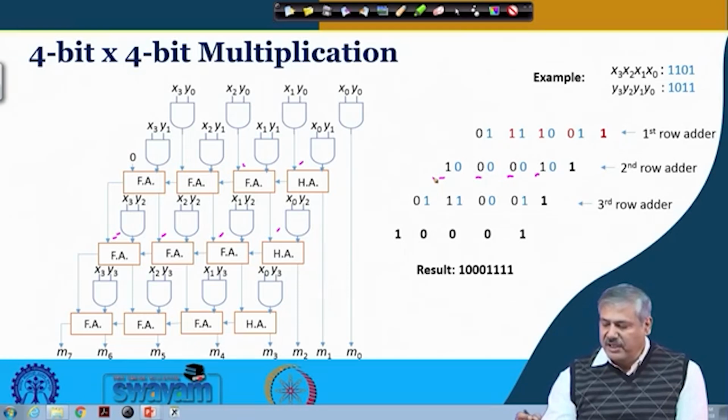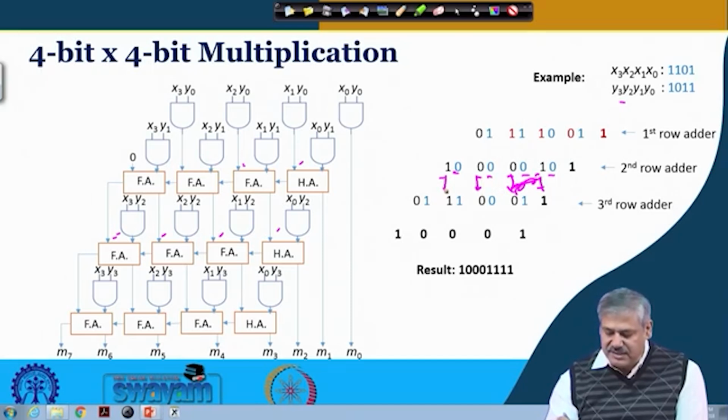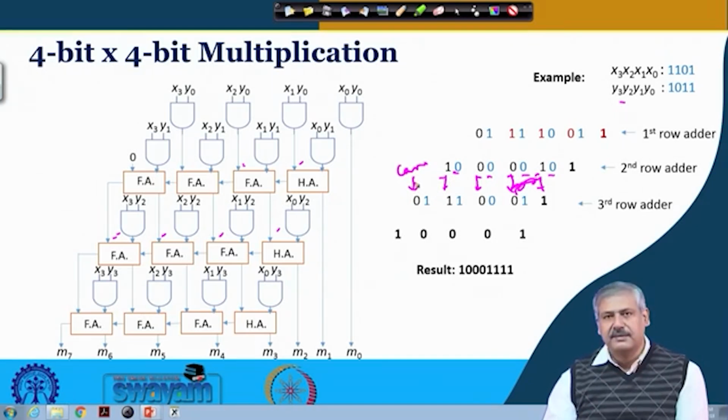And then again you multiply it with what? Y2 with x3, x2, x1, x0. Y2 is 0, so it will be all 0. That is what you see here, 0 0 0 0, right. Is it fine? Then again you add it up and that addition result will come. This addition result is coming here, this one here, this one here, and this one here. If there is any carry, the carry is coming here, okay.